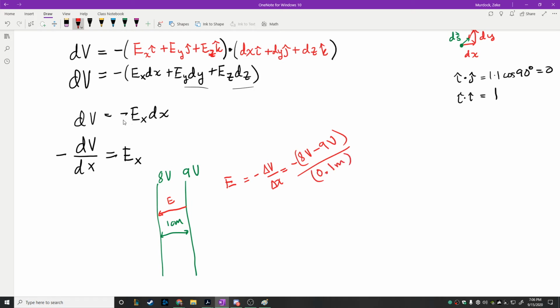Why am I writing at such an angle? I don't know. And so the value would be what? 8 minus 9 is going to give you negative 1. There's a negative sign there. You divide by, so it's like 10, right? 10 volts per meter ends up being what the electric field is.